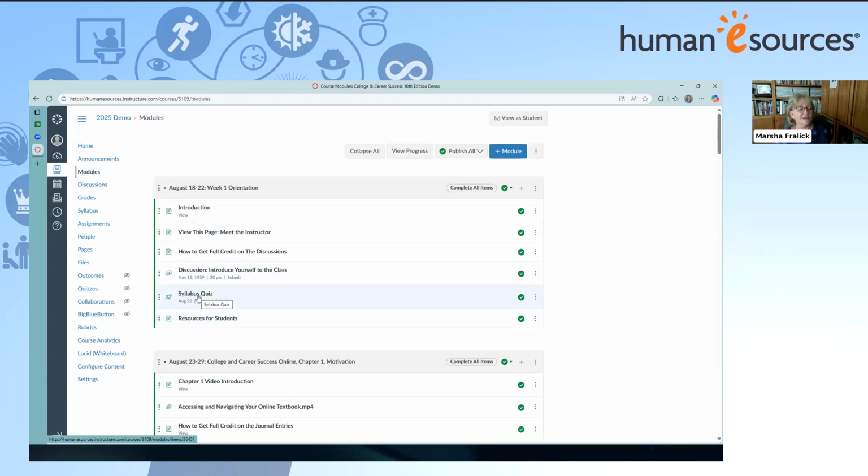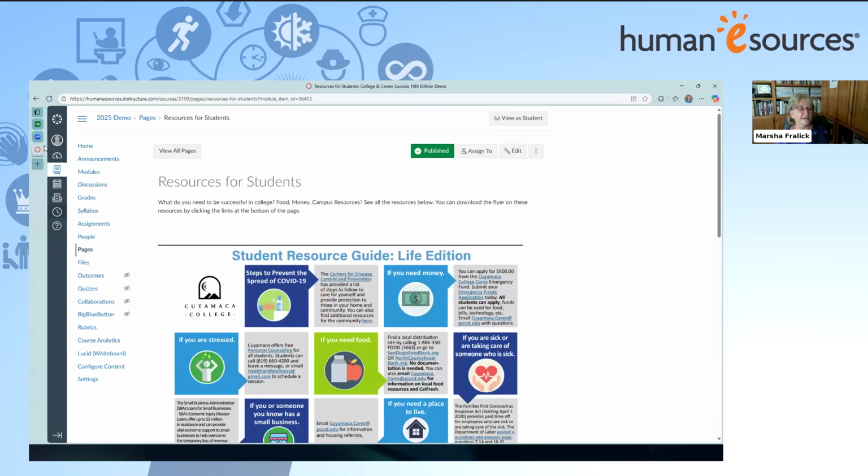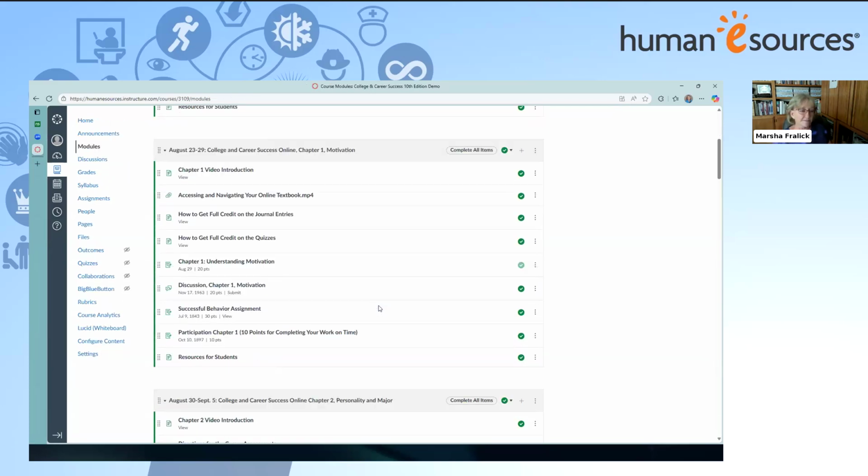And then there is a quiz on the syllabus. This is just a 10-point Canvas quiz. And then I have resources for students. These are resources that the college provides. So that's module 1. Then in module 2, we get into the subject matter.